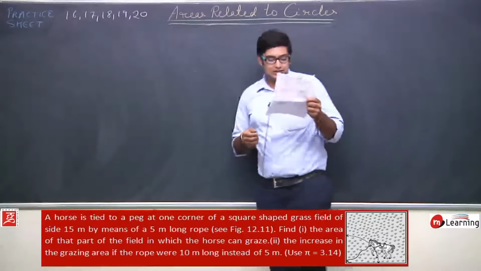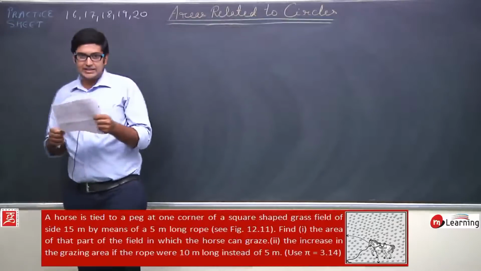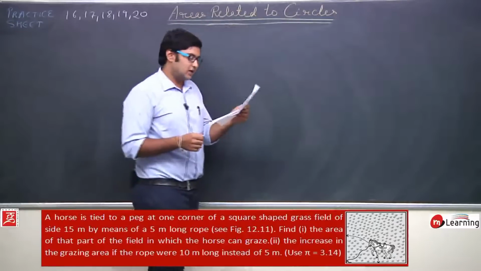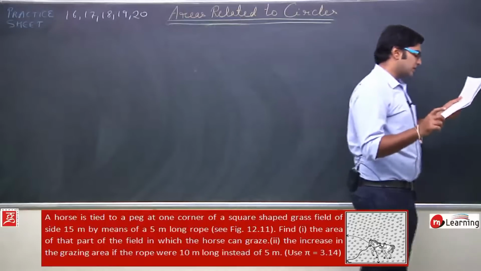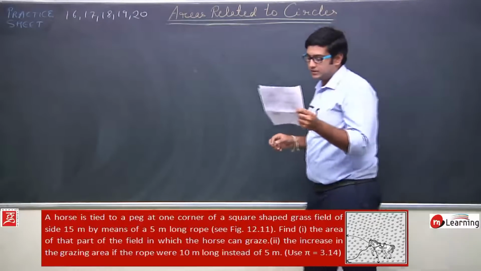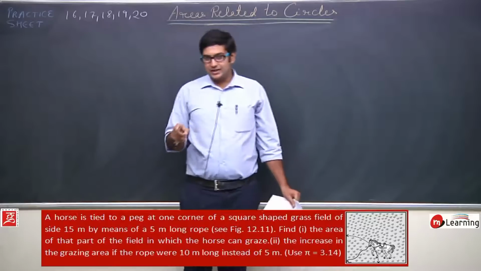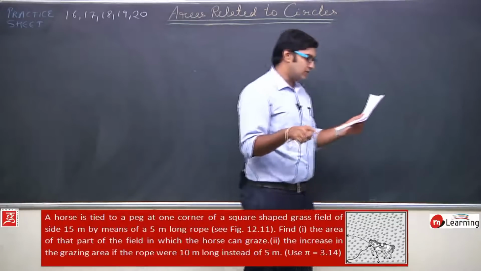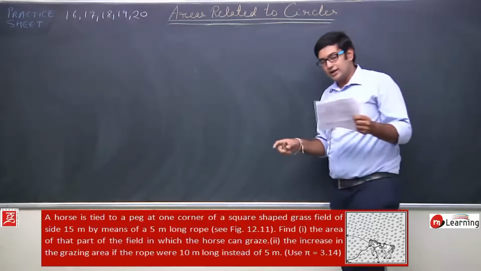Okay, now let us discuss question number 16 from the practice sheet. Question number 16 says a horse is tied to a peg at one corner of a square shaped grass field of side 15 meters by means of a 5-meter long rope. So it says that there is a square field of side 15 meters.